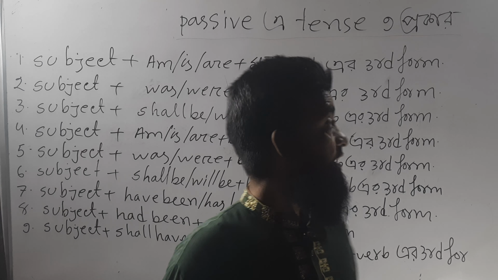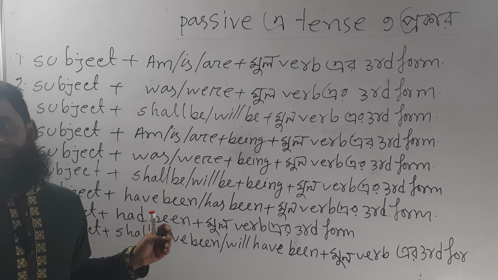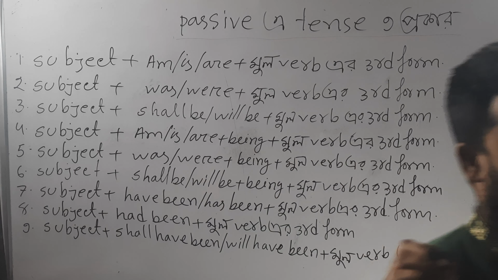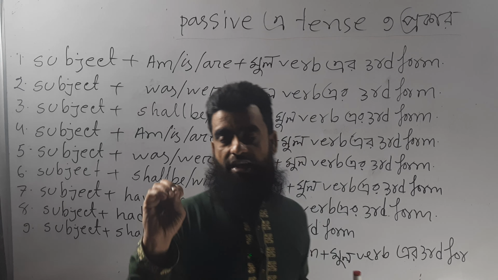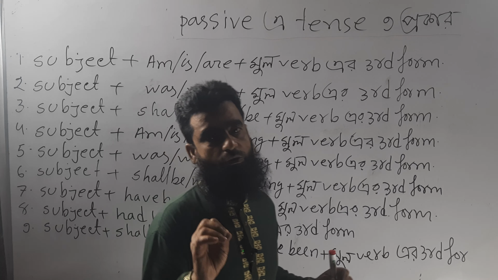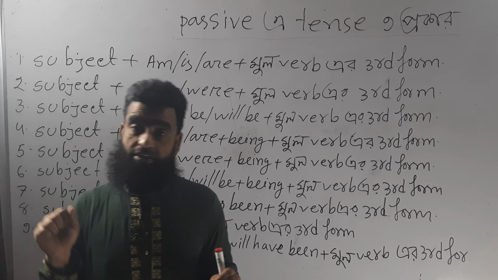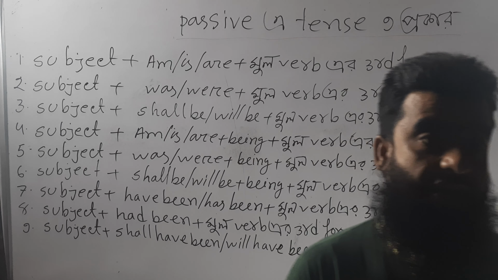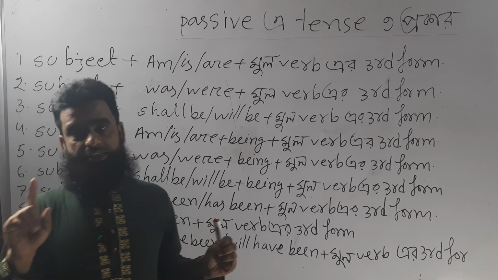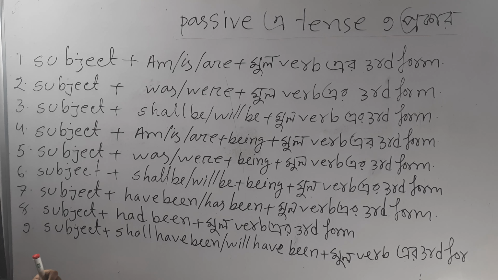Listen to me. Today we will discuss voice, active or passive. Yes, sir. We have learned how many kinds of tense in active voice. We can use 12 kinds of tense in active. But how many kinds of tense in passive? There are 9 kinds of tense in passive.